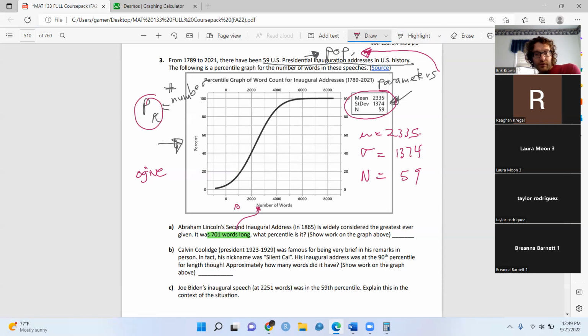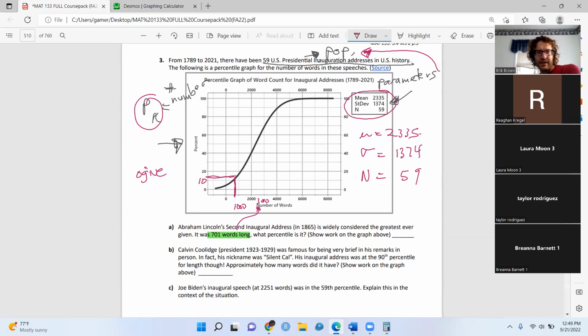So what's helpful here, I think, is to recognize what's the scale on this. 0, 1,000, 2,000, 3,000, etc. So these are the word lengths. 701 is going to be somewhere right here. Do we agree on that? Maybe. And then your job is to figure out what is that percentile.